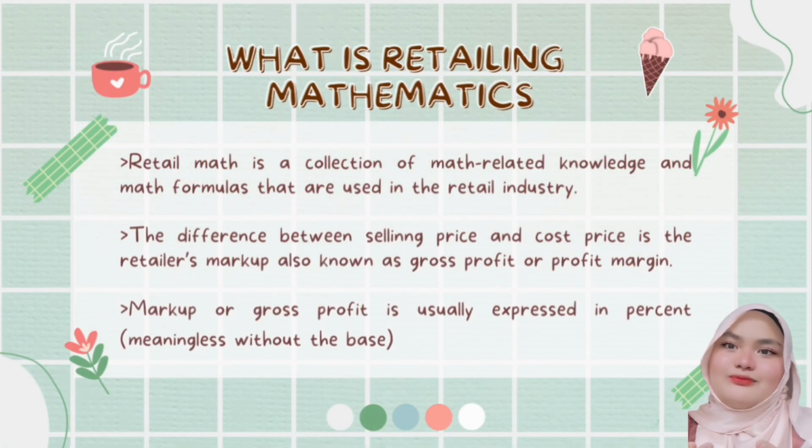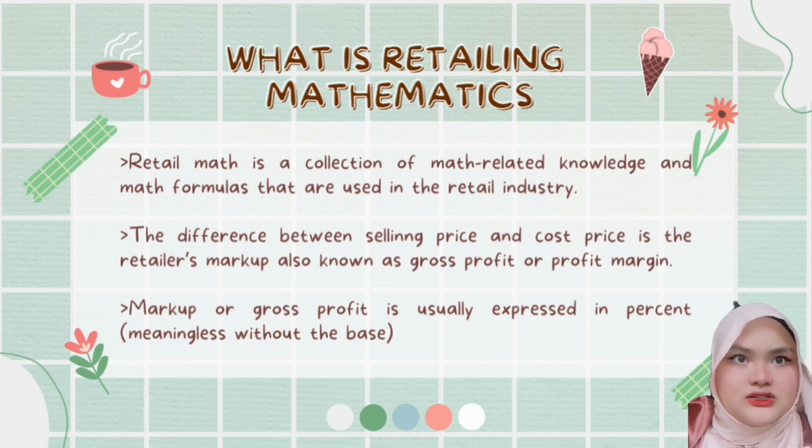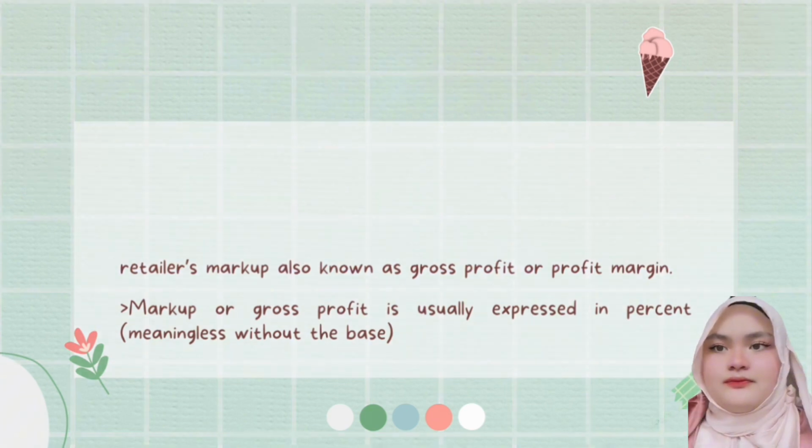What is retailing mathematics? Retail math is a collection of math-related knowledge and math formulas that are used in the retail industry. The difference between the selling price and the cost price is the retailer's markup, which is known as gross profit or profit margin. Markup or gross profit is usually expressed in percent, which is meaningless without the base.